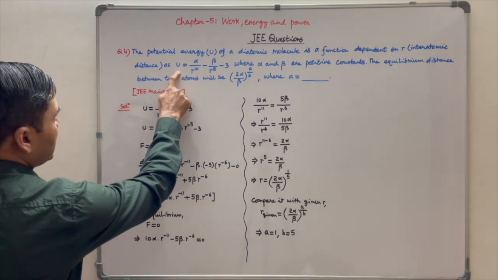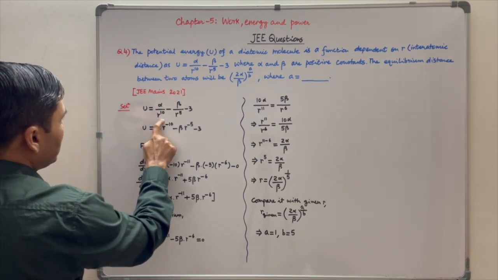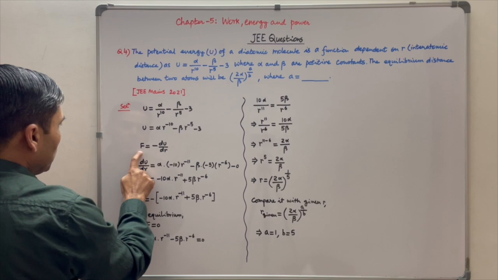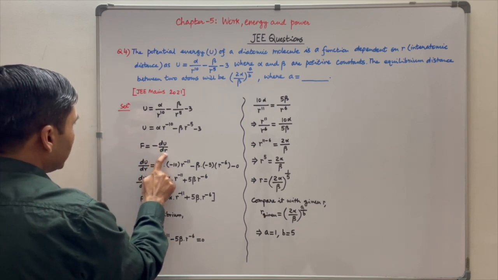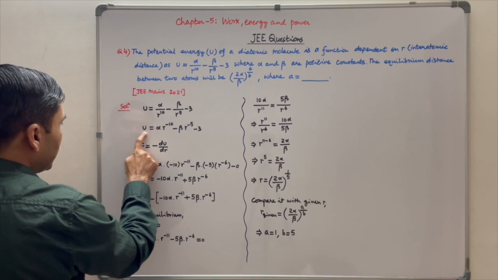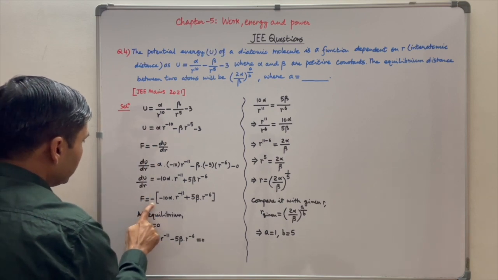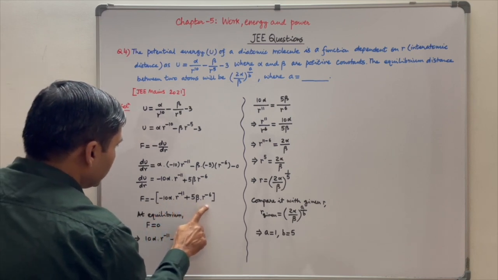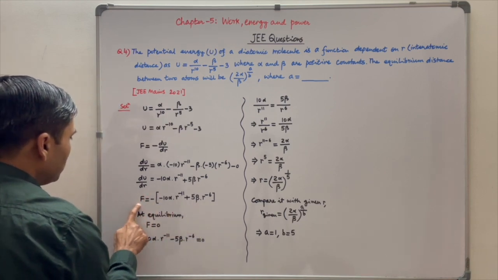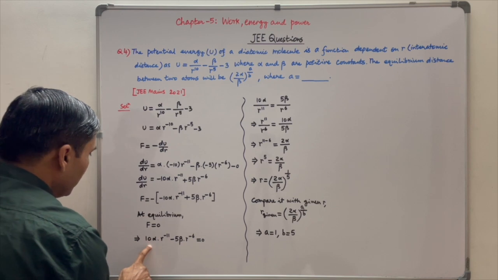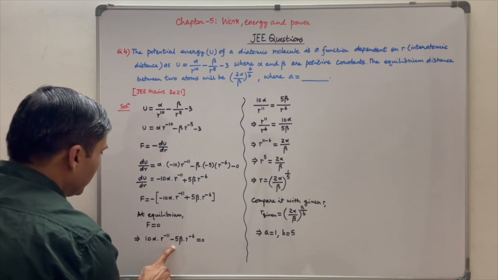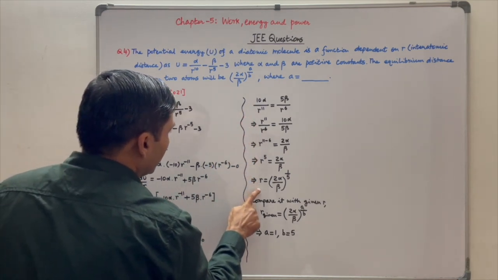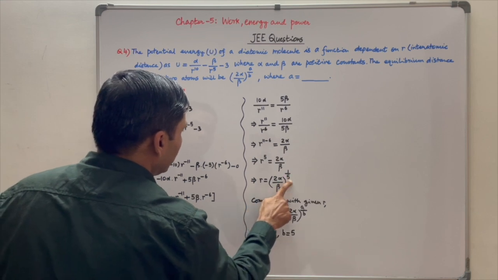Potential energy function is given as U is equal to alpha by r to the power 10 minus beta by r to the power 5 minus 3. Magnitude of conservative force is equal to minus dU by dr. We can find out dU by dr from here. So F is equal to minus 10 alpha into r to the power minus 11 plus 5 beta into r to the power minus 6. At equilibrium, this force must be equal to 0. That means 10 alpha into r to the power minus 11 minus 5 beta into r to the power minus 6 is equal to 0. On simplification, this gives r is equal to 2 alpha by beta to the power 1 by 5.